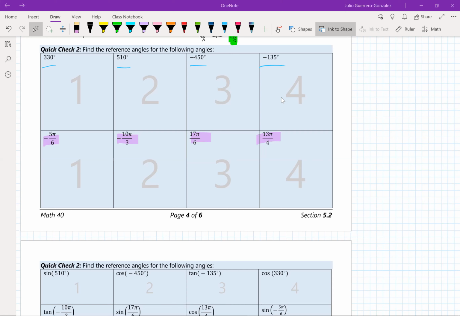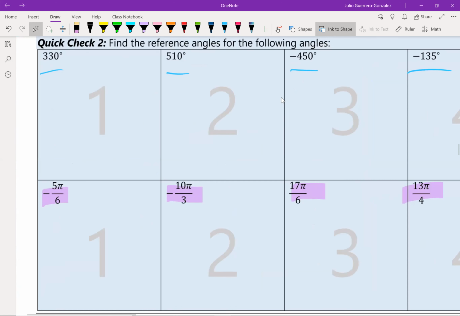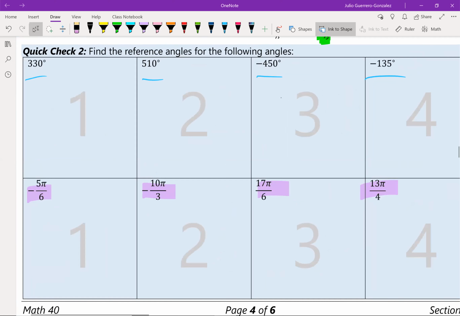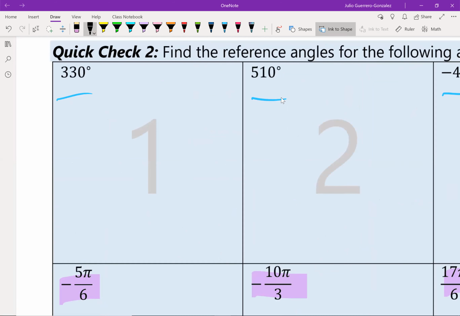Okay. Let's go ahead and do a couple of these. I'm going to choose a select couple of them. I'm going to do the 330 one. That one's for sure. So we're going to go ahead and, as usual, just find the angle to begin with.